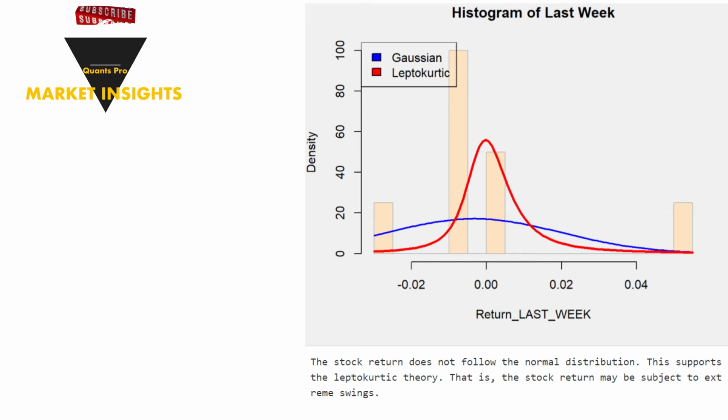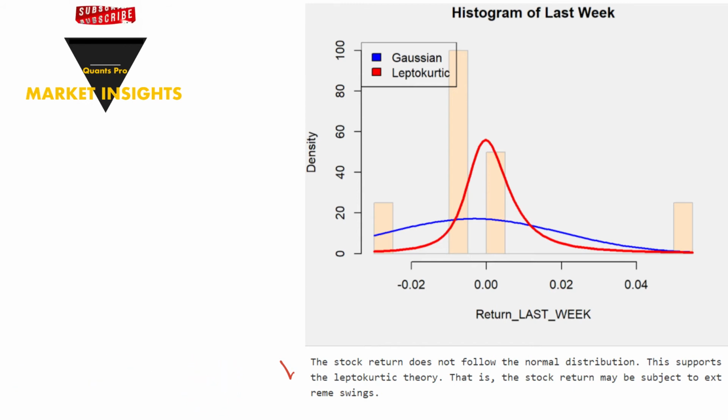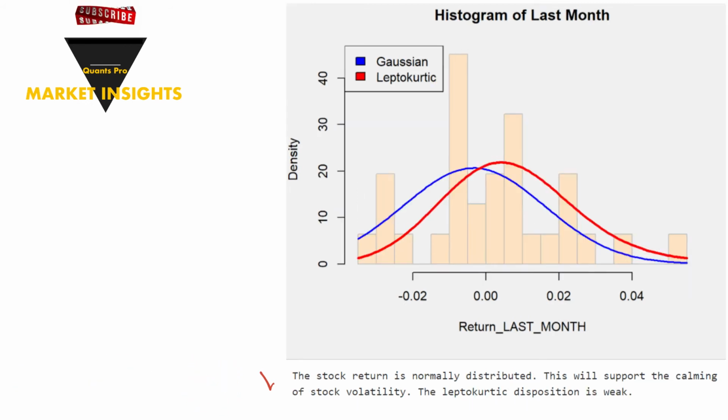If we examine the probability distribution of the return, the stock has performed as shown in the chart over the past week. It can be said that the returns behave more closely to the leptokurtic curve. The last month's return distribution also reflects a dominant Gaussian characteristic.